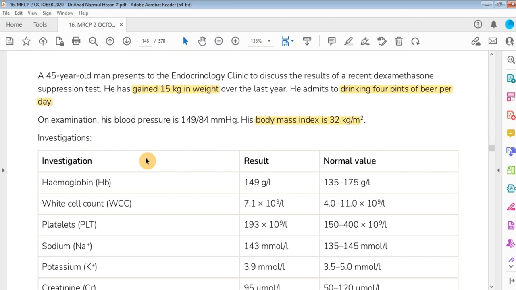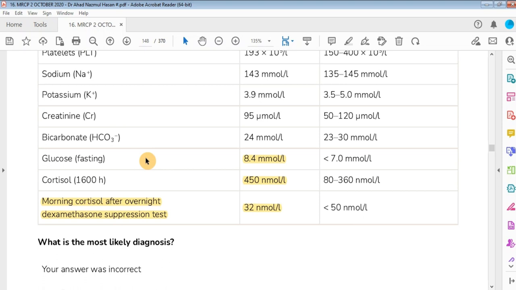On examination, his BP is 149 by 84 and body mass index 32. Hemoglobin 149, WBC normal, platelets normal, sodium normal, potassium normal, creatinine normal. Bicarbonate normal, glucose 8.4, cortisol 450, morning cortisol after overnight dexamethasone suppression test 32.